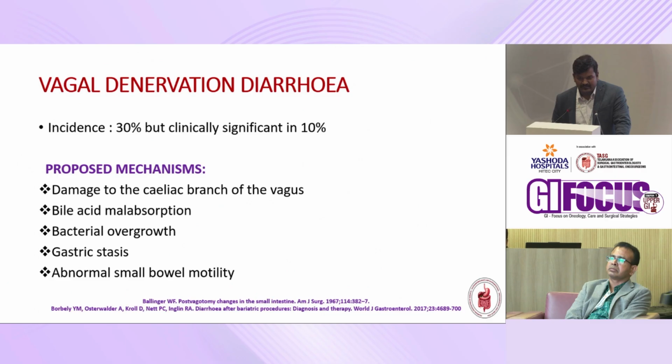Vagal denervation diarrhea incidence is around 30%, but clinically significant only in 10% of the people. Most commonly it is due to damage to the celiac branch of the vagus nerve, but other causes are bile acid malabsorption, bacterial overgrowth, or gastroparesis. All these may mimic vagal denervation diarrhea.